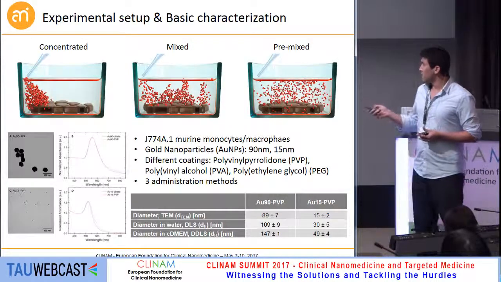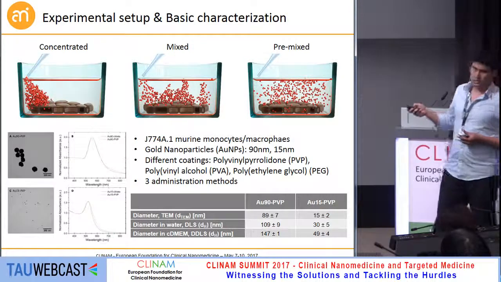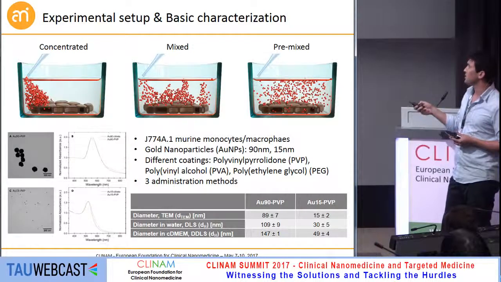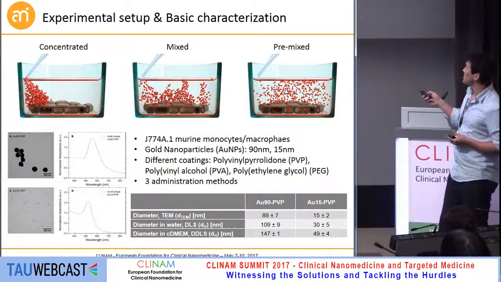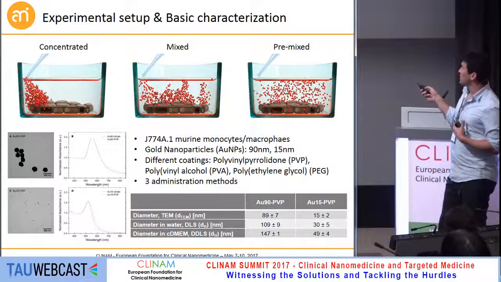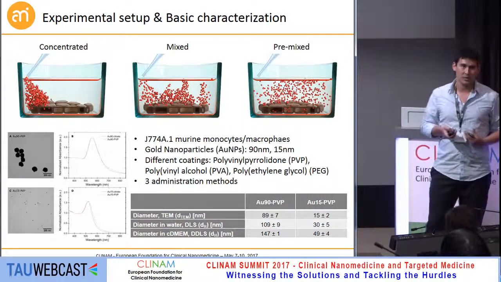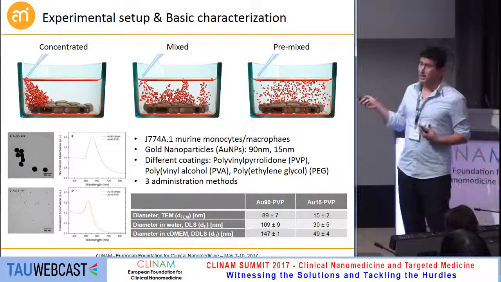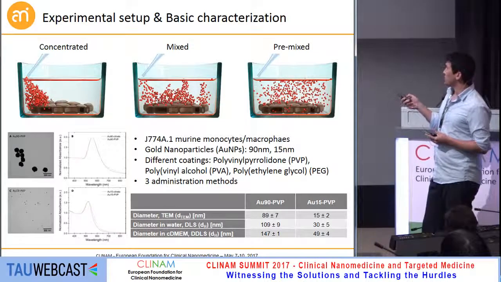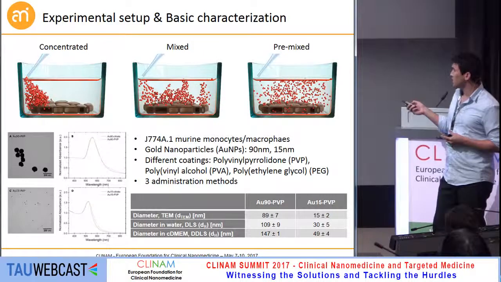To do this, we used 90 nanometer gold particles and 15 nanometer gold particles. We coated them with polyvinylpyrrolidone, and then we looked at 3 different administration methods: concentrated, mixed, or pre-mixed. My training was always to do it this way when looking at in vitro studies, but if you're doing something like live cell imaging, you may not have the capability to pre-incubate, and you may need to add a concentrated bolus. We looked at these 3 administration methods using J774A.1 mouse monocyte macrophages with gold particles.